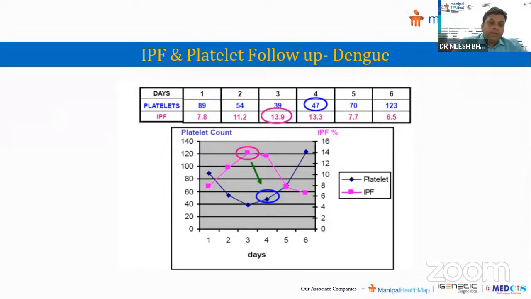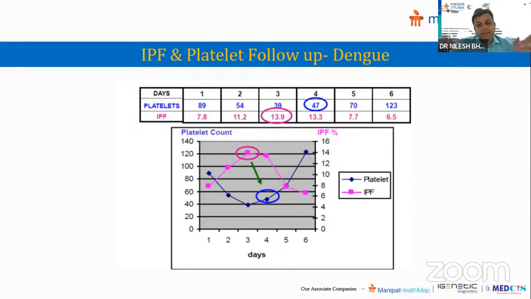So IPF is a marker of thrombopoiesis. So it indicates that the marrow is actively producing the megakaryocytes and the platelets. So that's why IPF goes on increasing initially, and at one stage the platelets start increasing. In this case, on day 4, the platelets start increasing from 39 to 47,000, and gradually it goes on increasing in subsequent days.